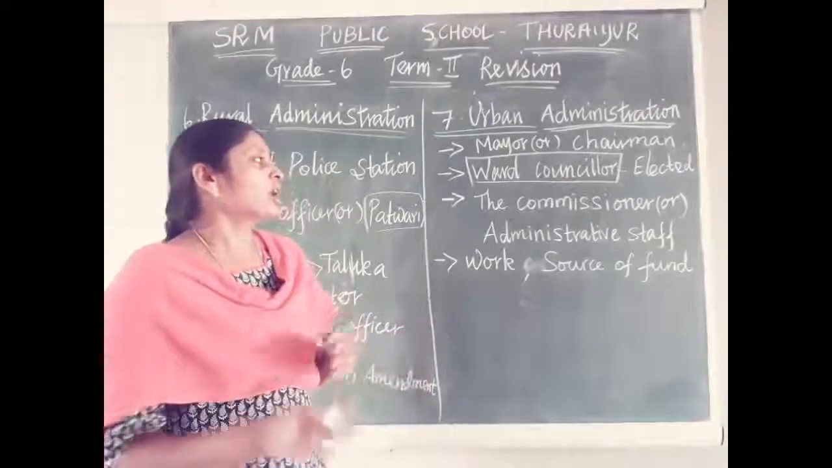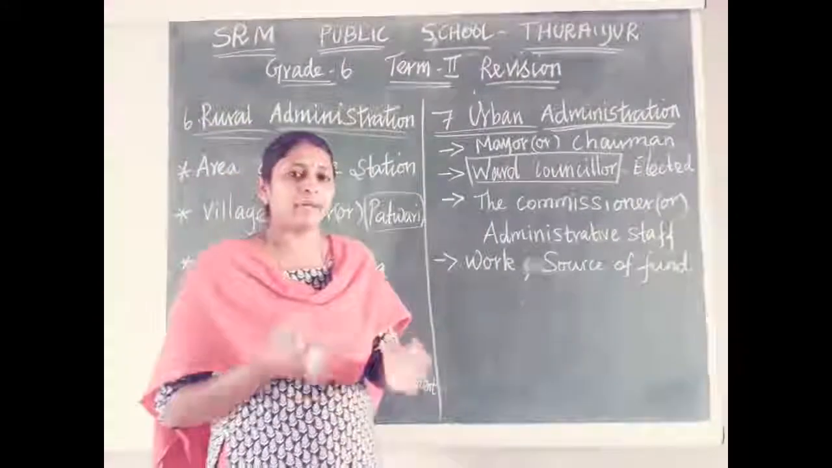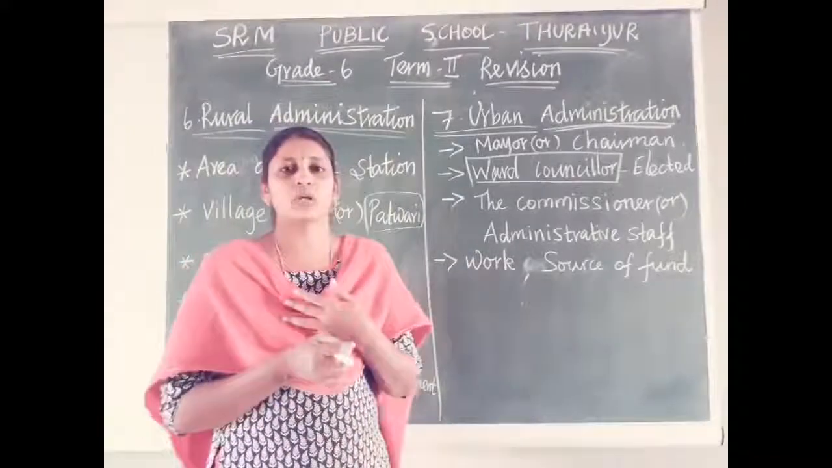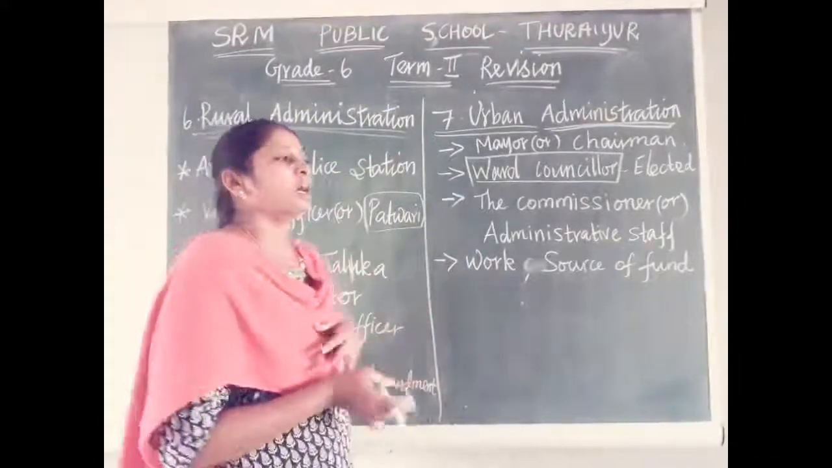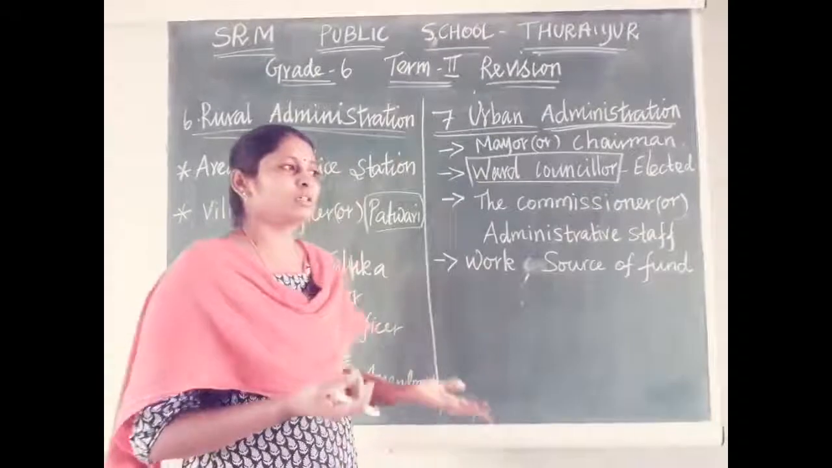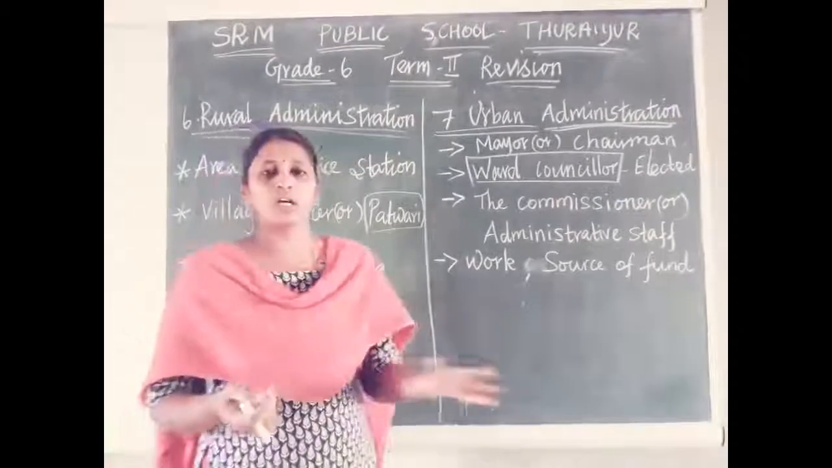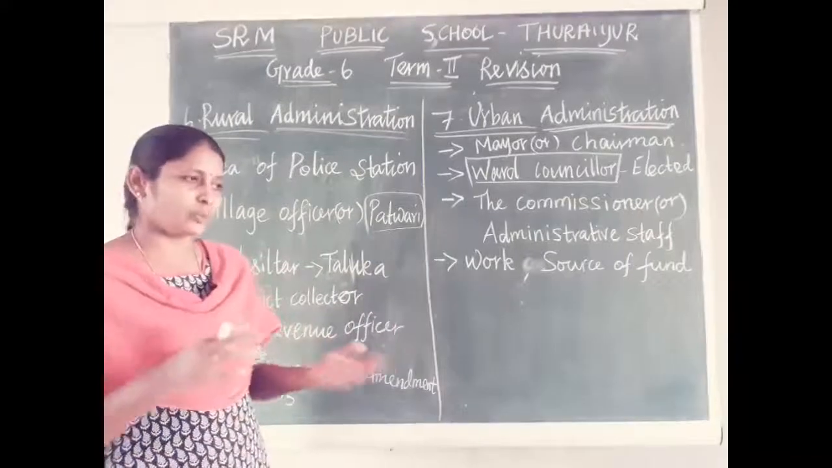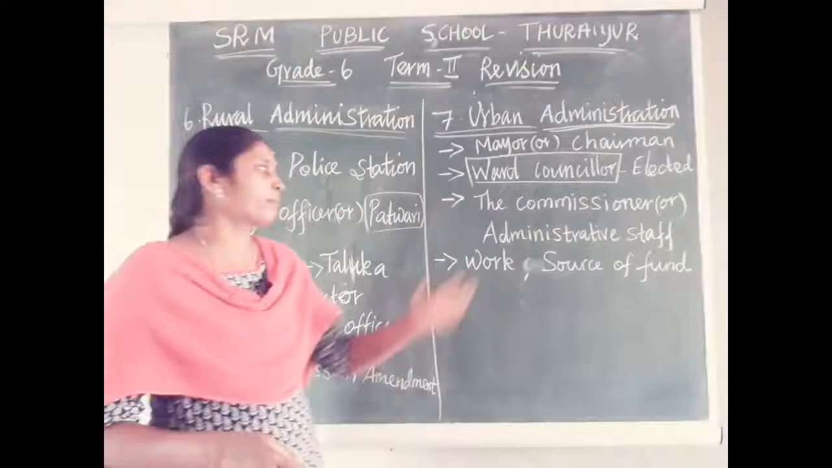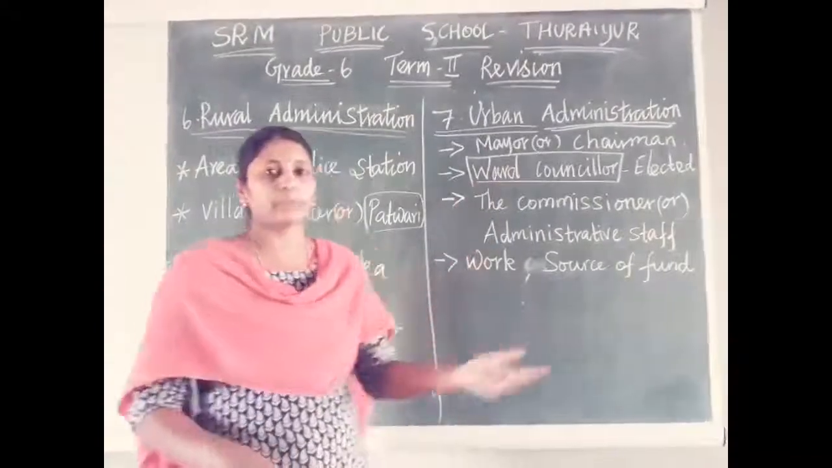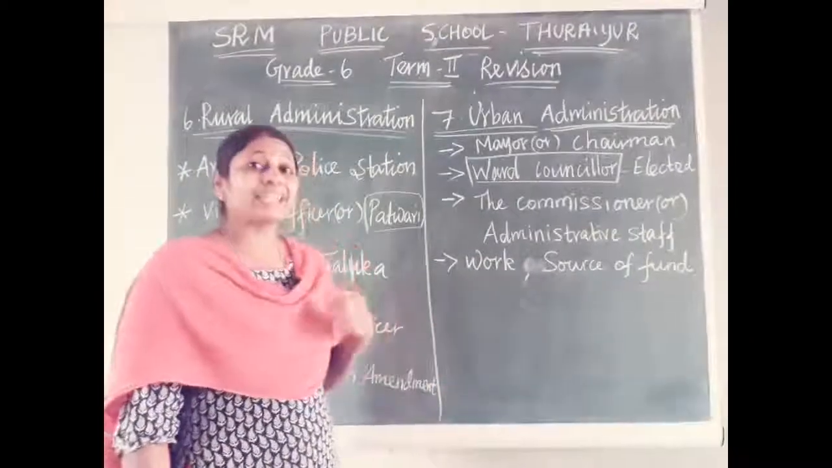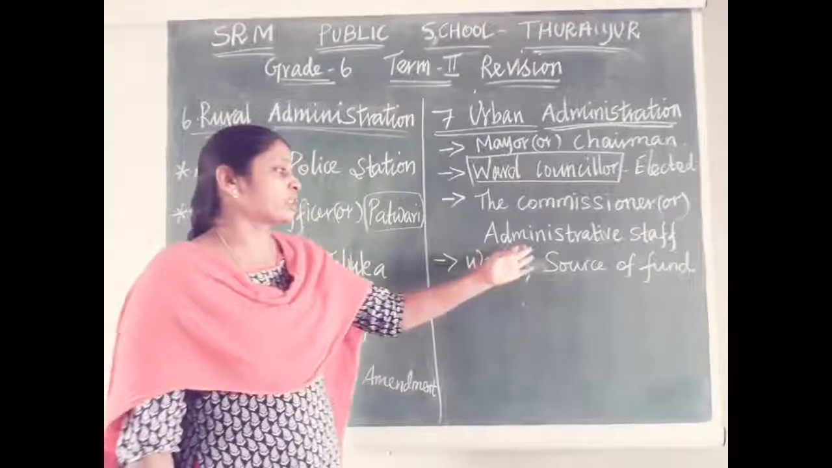Okay, suppose any problem happens in a particular ward. Any problem, such as not getting water properly, or the street light not working properly, or the garbage collection persons not coming regularly, the people will complain to the ward councillor. Ward member or ward councillor. So that ward councillor has to inform that work to the administrative staff.